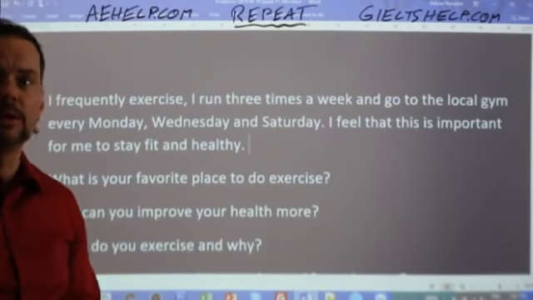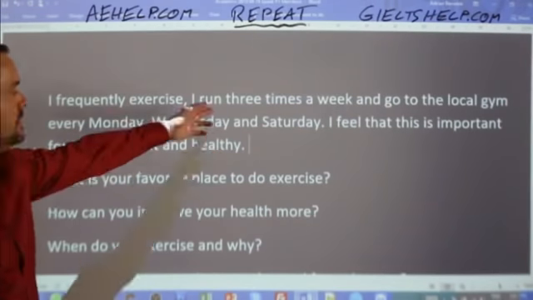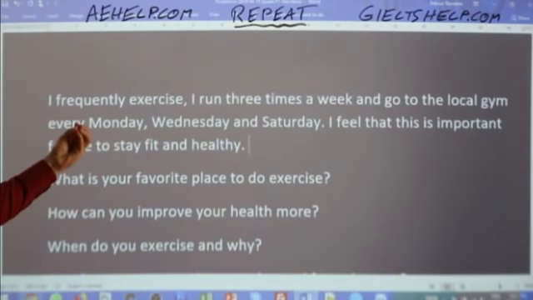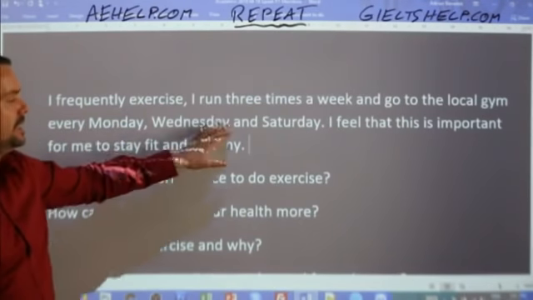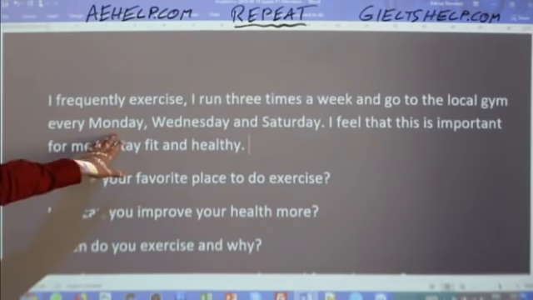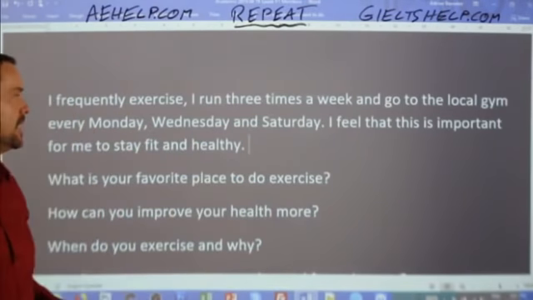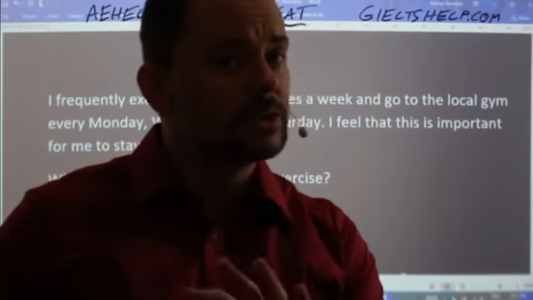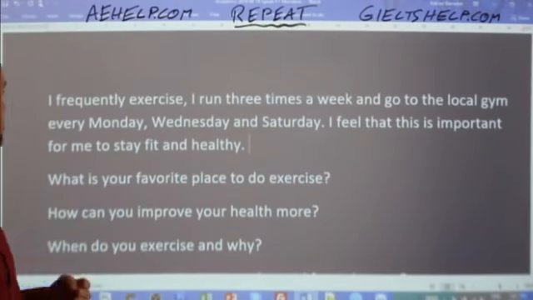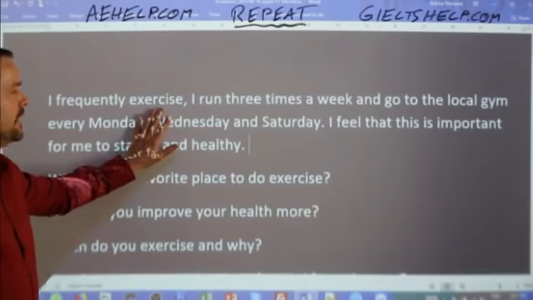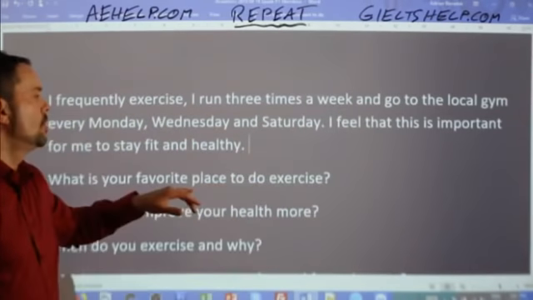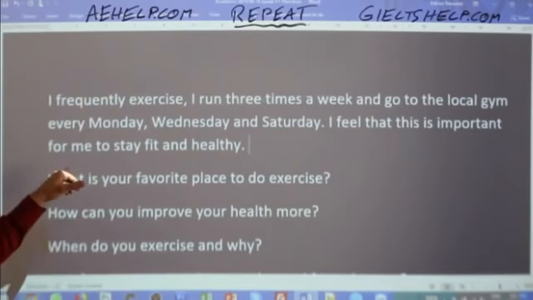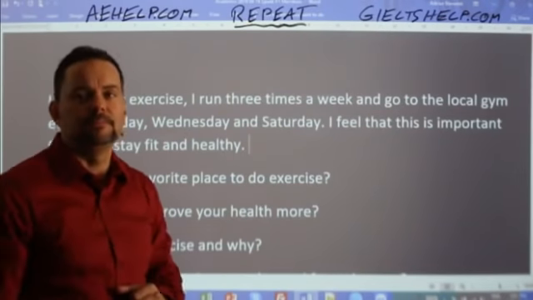So Monsieur said twice a week, and I said 3 times a week, and then I gave some more quantitative information, which again is measuring or counting. Months and days help as quantitative information. Here I said Monday, Wednesday, and Saturday. So everybody watching, even if you're not one of our members and you're not able to comment, that's okay. Just repeat, okay? Repeat nice and loud. I frequently exercise. I run 3 times a week and go to the local gym every Monday, Wednesday, and Saturday. I feel that this is important for me to stay fit and healthy.